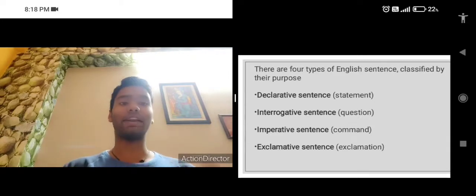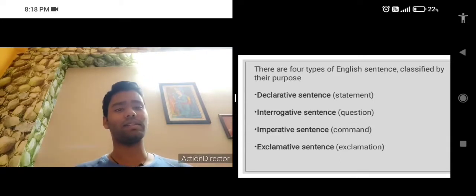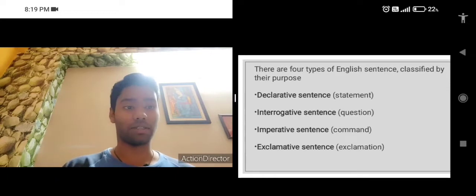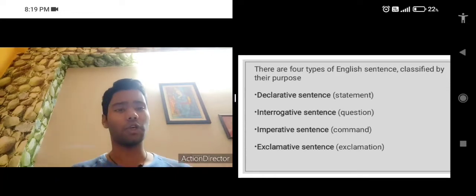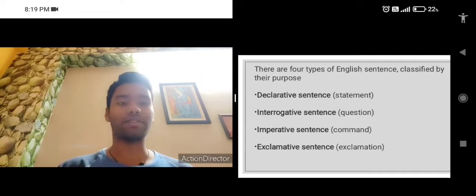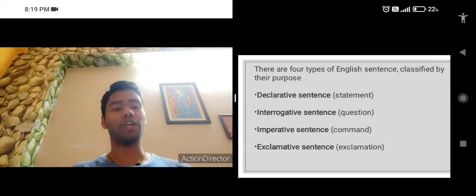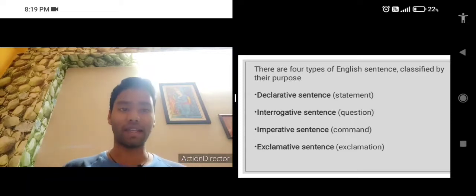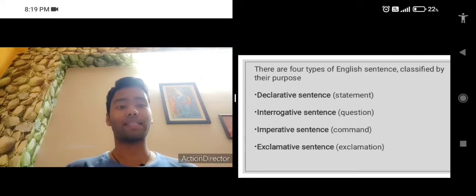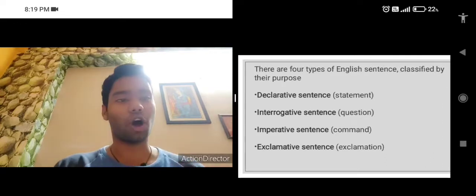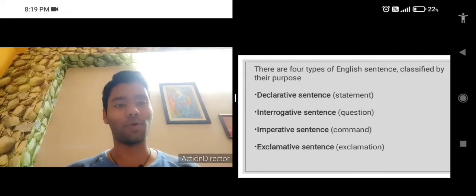First being the declarative sentences. These sentences are used to pass on a statement. Next, we have interrogative sentences. These sentences are used to question others. Then, moving on, we have imperative sentences. These sentences are used to pass on commands. And finally, we have exclamative sentences. These sentences are used to exclaim or express your thoughts or feelings that you have in mind through words.